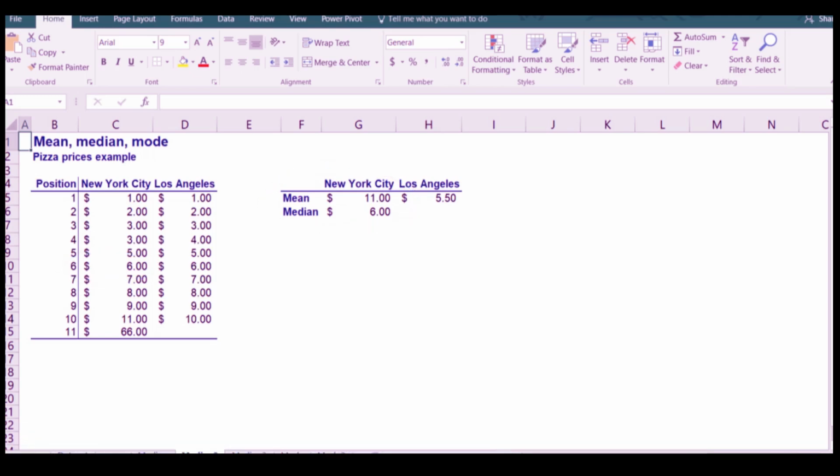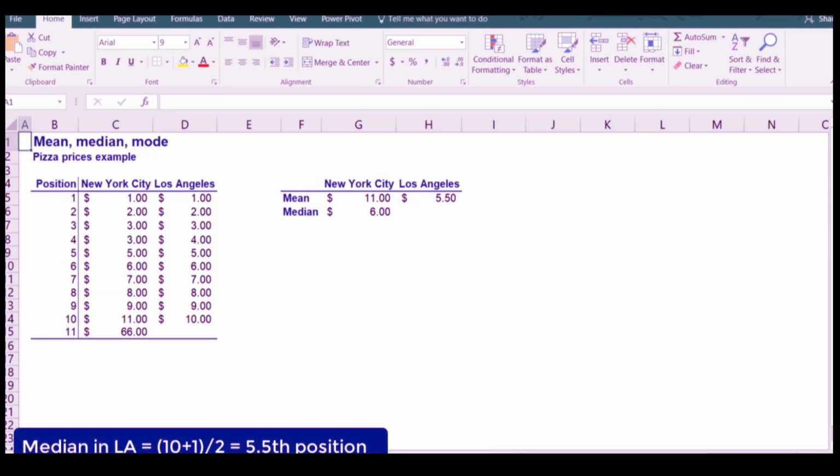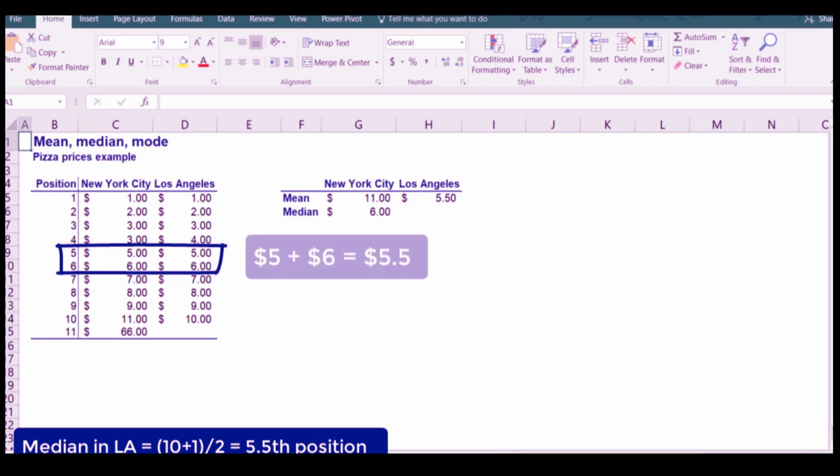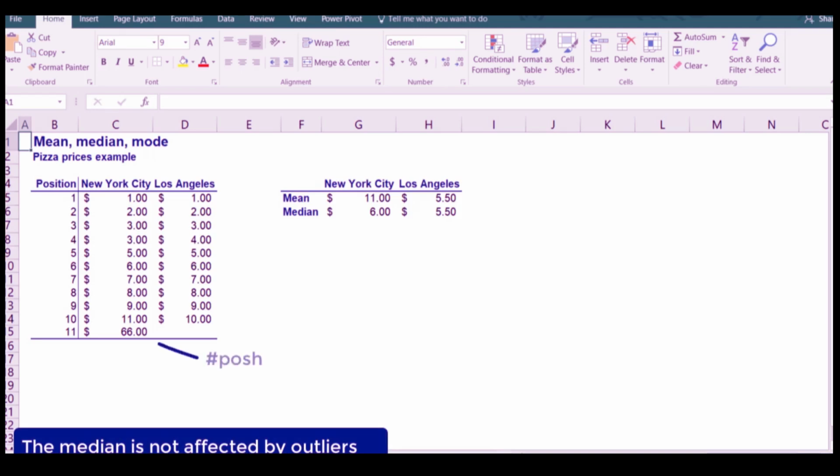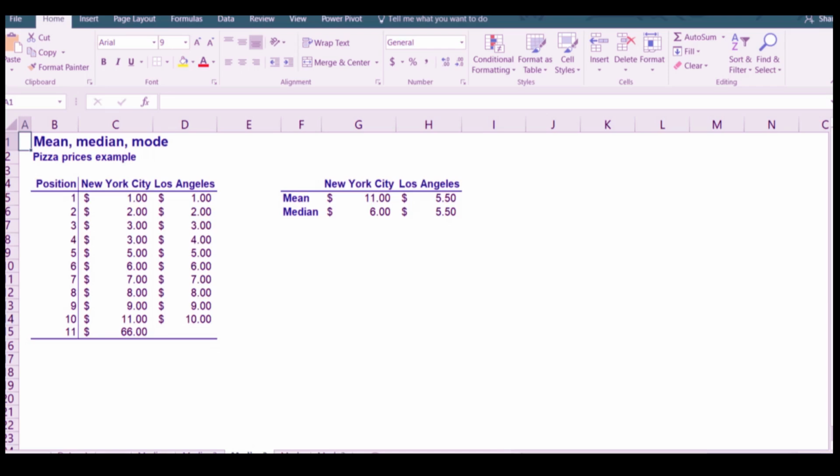What about LA? We have just 10 observations in LA. According to our formula, the median is at position 5.5. In cases like this, the median is the simple average of the numbers at positions 5 and 6. Therefore, the median of LA prices is $5.5. Okay, we have seen that the median is not affected by extreme prices, which is good when we have posh New York restaurants in a street pizza sample, but we still don't get the full picture.